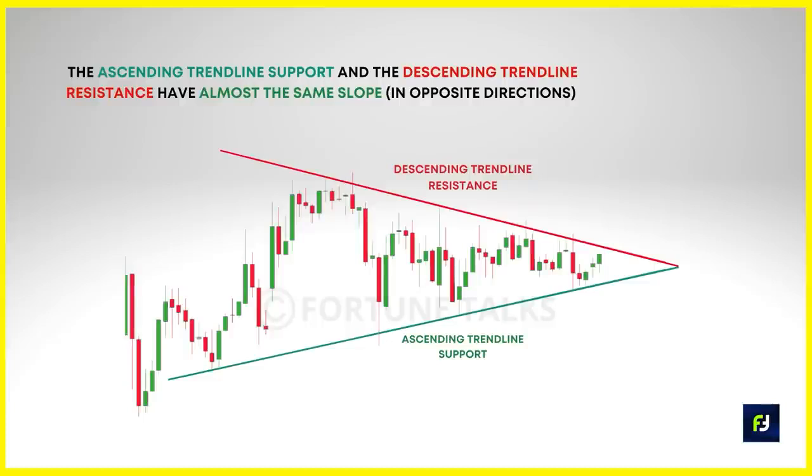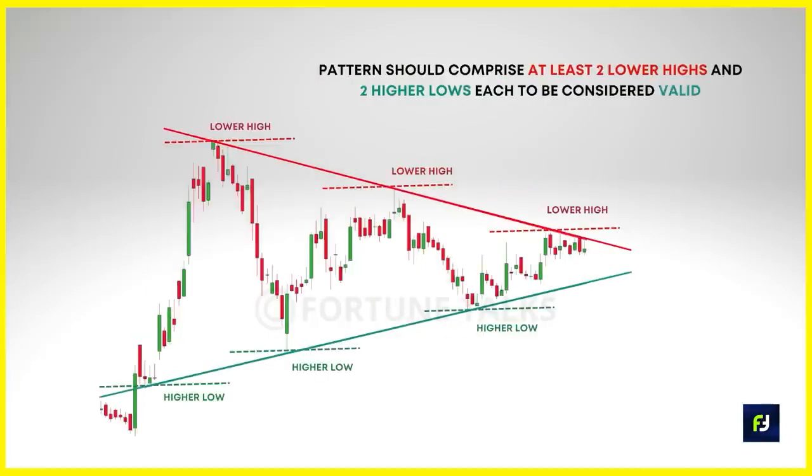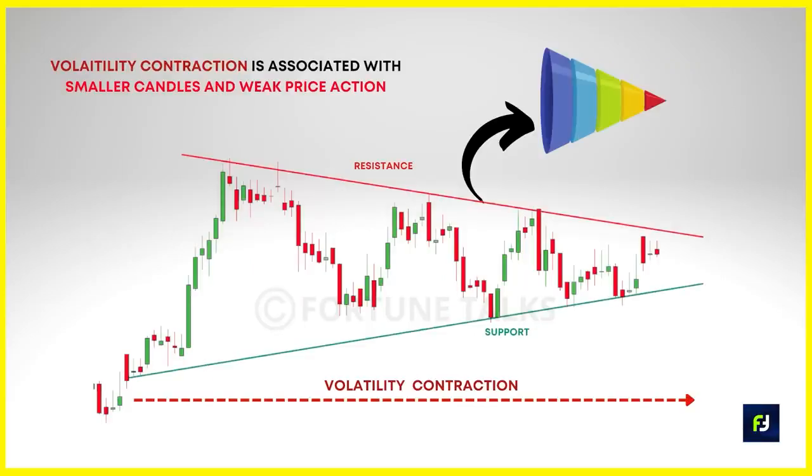Now, it is within these trendlines that the actual consolidation of prices happens, and both of these trendlines meet at a common point called the apex. Now, the triangle should comprise at least 2 lower highs and 2 higher lows to be considered a valid symmetrical triangle pattern. The pattern looks like a funnel with the price squeezing from left towards the right with a contraction in volatility, which is associated with weakening of candlesticks and price action.